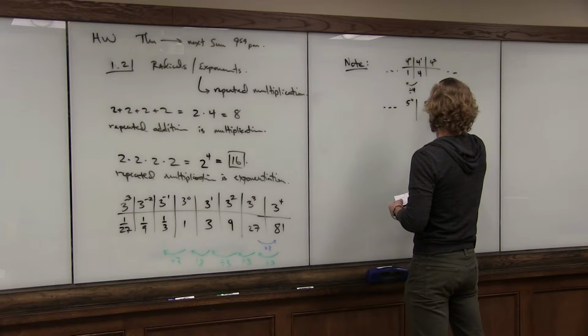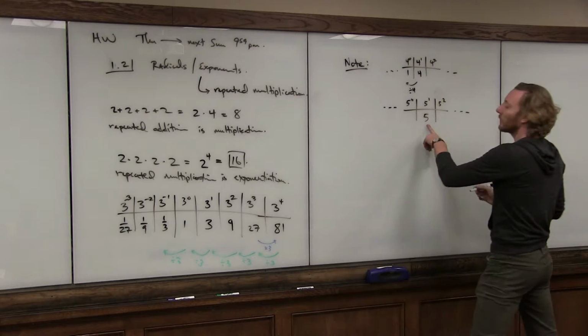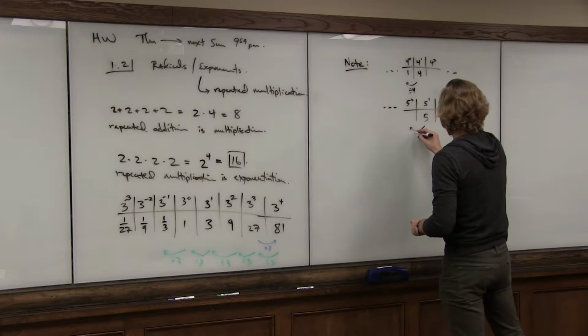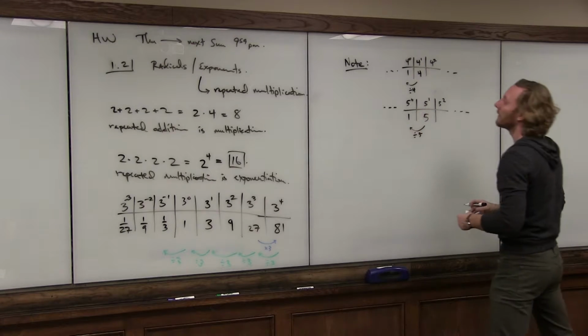5 to the 0, 5 to the 1, 5 squared. 5 times itself 1 time is 5. To get back one spot, you have to divide by 5. 5 divided by 5 is 1.